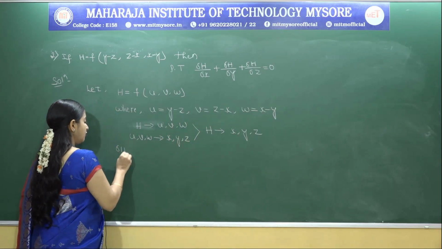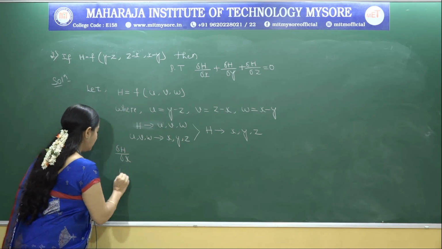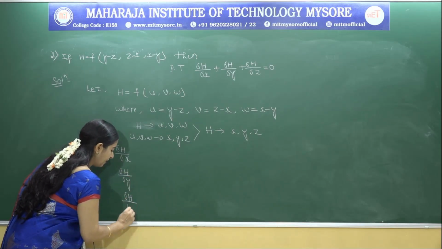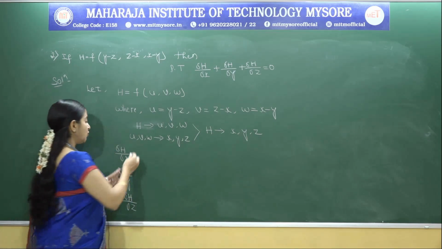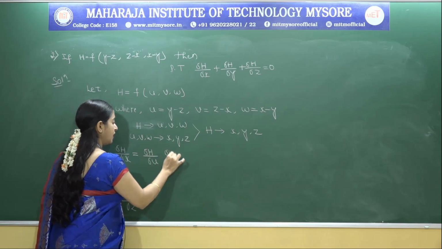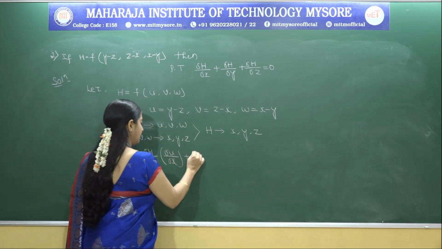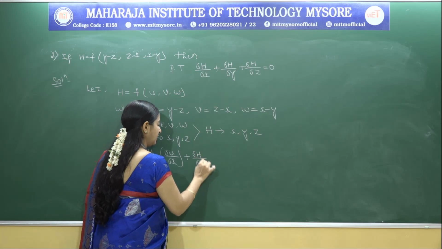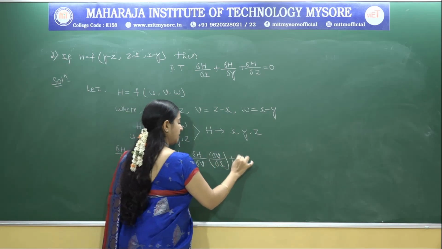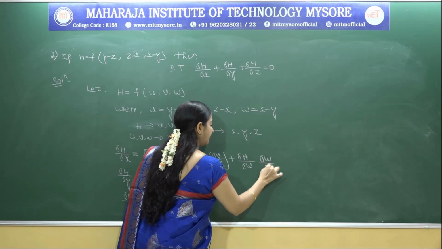First you have to write del h divided by del x in terms of u, v, w; del h divided by del y, and the same for del h divided by del z. So in terms of u, v, w, it is del h by del u into del u divided by del x. Second part, del h divided by del v into del v divided by del x. Next, del h divided by del w into del w divided by del x.